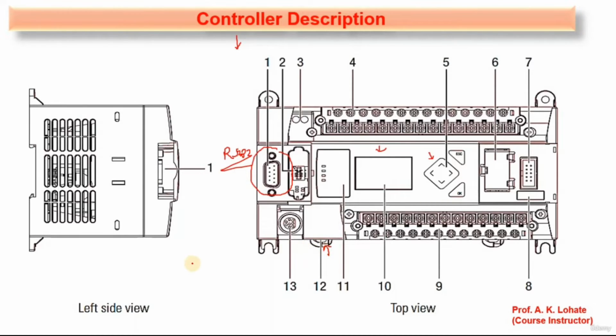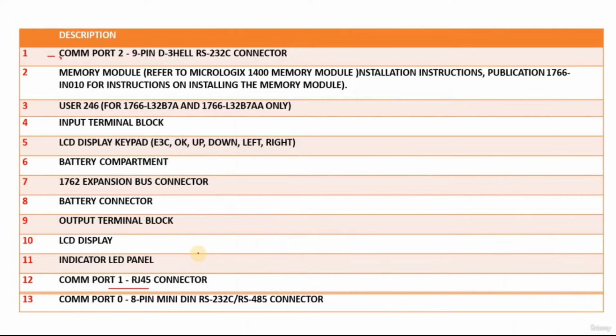The 12 is for the RJ45, right? And the 13 number terminal we are using for RS-232 or for RS-485. So these are also communication protocols, means in order to provide or download the programs into the CPU of the PLC, right?